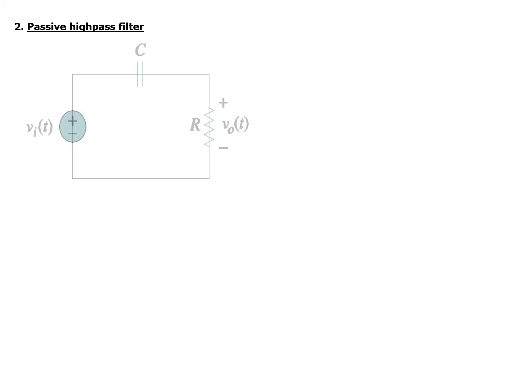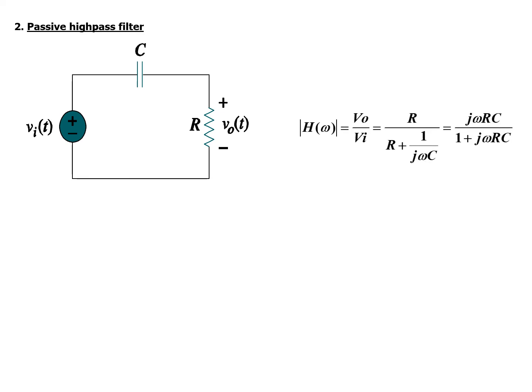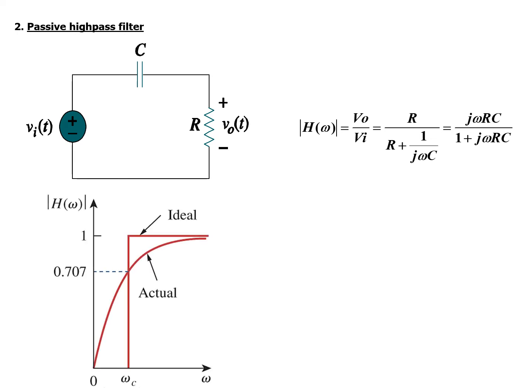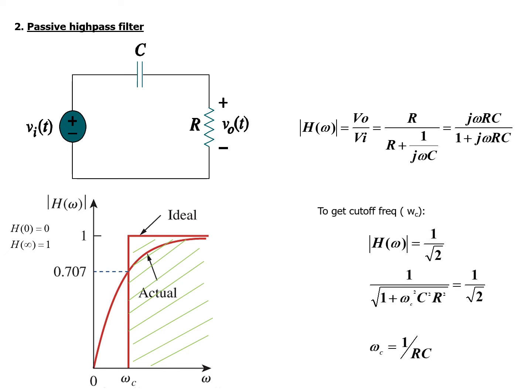For a passive high-pass filter, the circuit is RC and the output is measured across the resistor. Thus, we have a transfer function which shows j omega RC over 1 plus j omega RC. Looking at the transfer function graph, it becomes a high-pass filter when frequencies are greater than omega C, the ideal condition. It's allowed, 1, and when it's less, then it's not allowed. The actual one has a slightly different shape. To get the cutoff frequency omega C, it is the same equation, omega C equals 1 over RC.